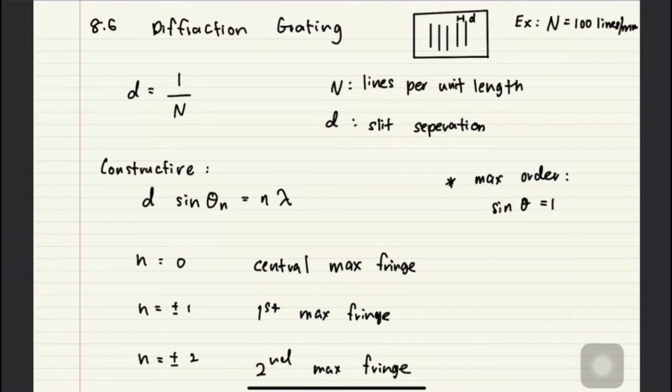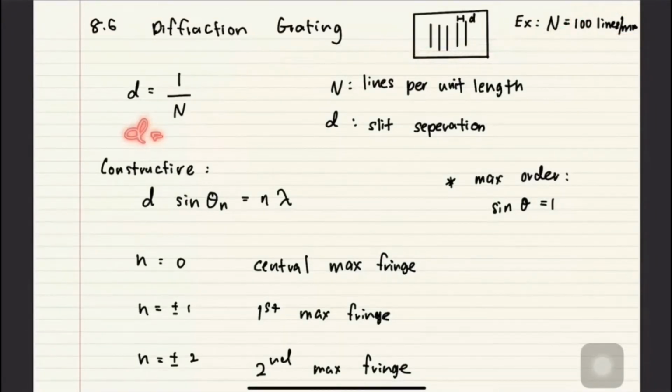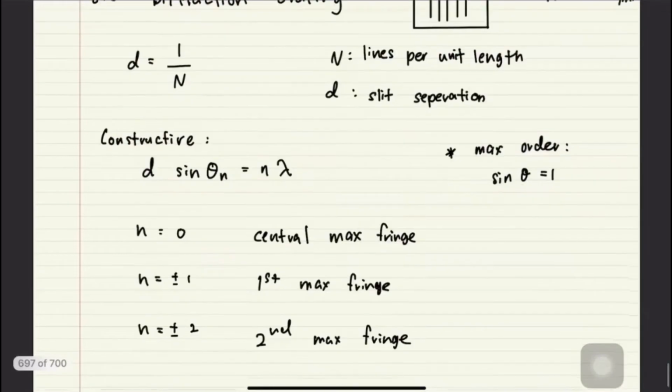So the easiest way to avoid confusion: if N is given in lines per mm, straight away you substitute it inside this formula. Okay, so your slit separation will be in mm as well. Then converting from mm to meter is easy, just divide by 1000. Okay, that one is much easier, before you substitute inside this formula. Okay. So you have one formula which is d sin theta equals n lambda. This one is for diffraction grating.